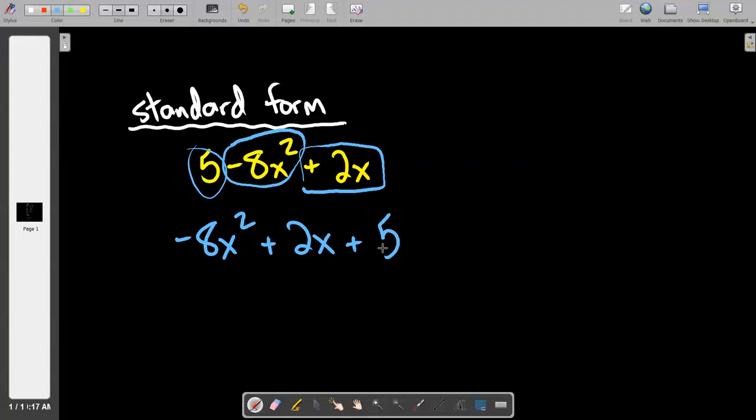There's an entire side of your worksheet today dedicated to this. Write each polynomial in standard form and then classify it by its degree and number of terms. You think you can handle that?